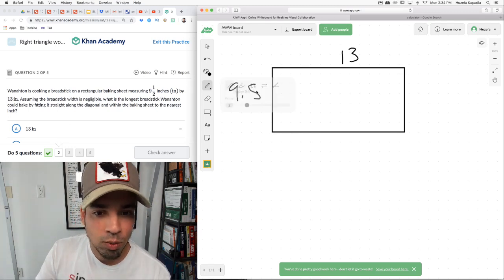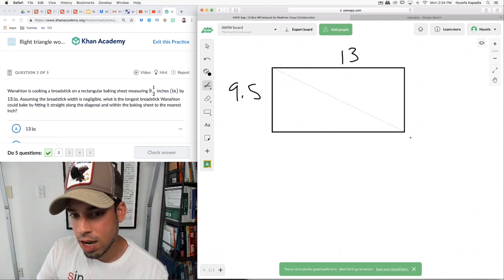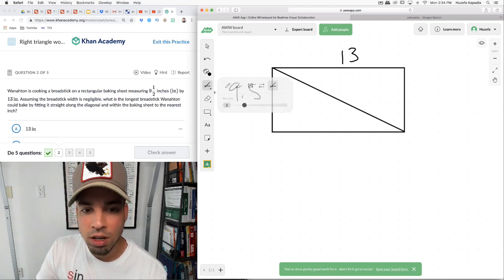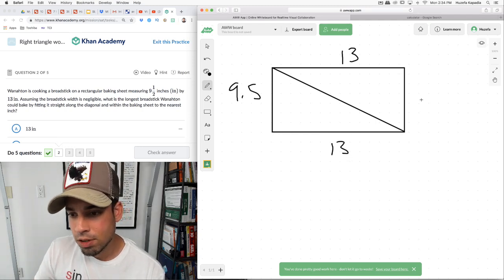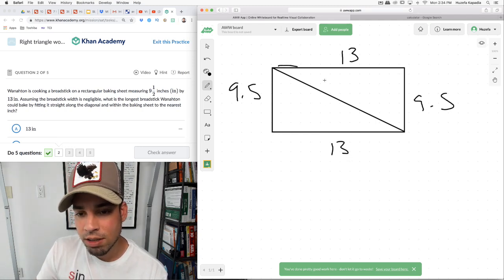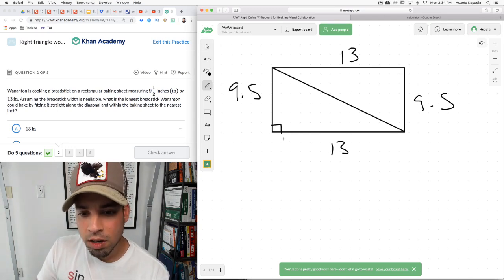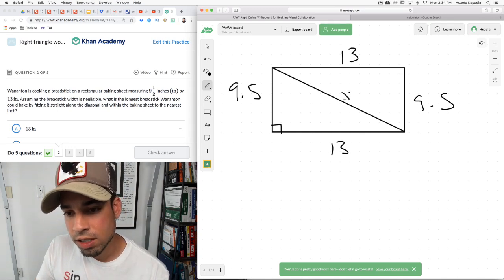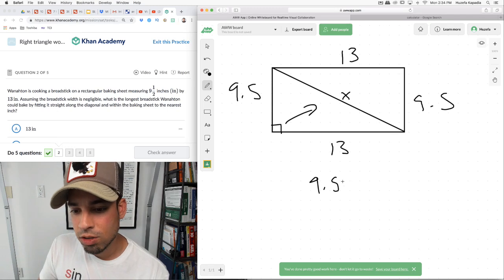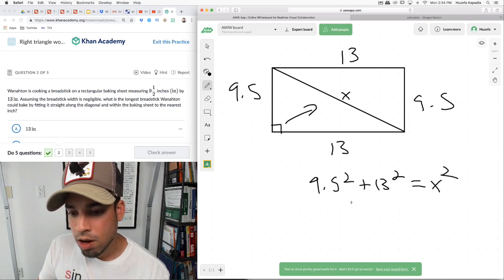All right, so look, what are we doing? Once again, we're talking about a diagonal, but when I draw that in, you can clearly see we've created another right triangle, right? So this is also 13 down here, 9.5. And we need to find the hypotenuse. This is essentially a repeat of the last question. So let's again use Pythagorean's theorem. So this is our x value, and it is the hypotenuse because it's opposite the right angle. So 9.5 squared plus 13 squared equals x squared.